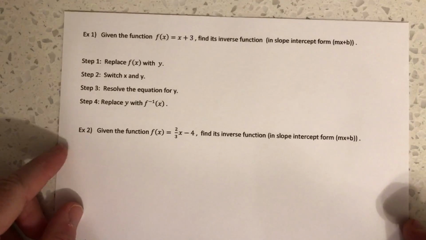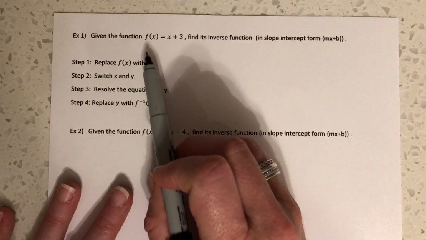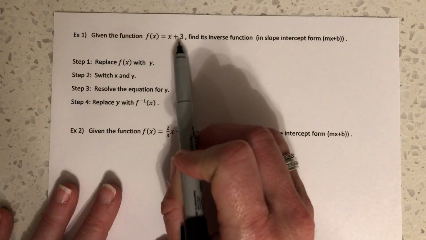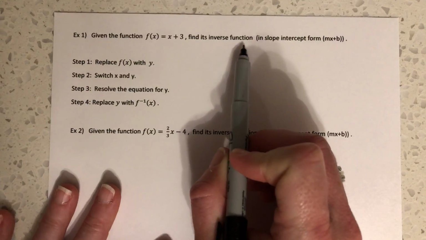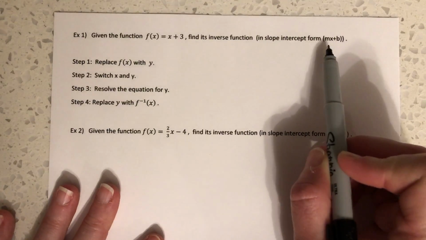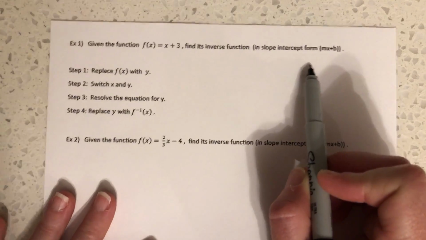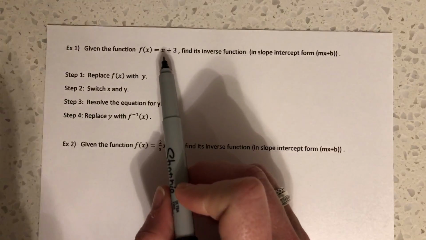So look at this example. In example 1, it says, given this function f of x equals x plus 3, find its inverse function. And we want to write it in slope-intercept form. That's what the homework is going to ask you on Delta Math. All right? Well, think about it.